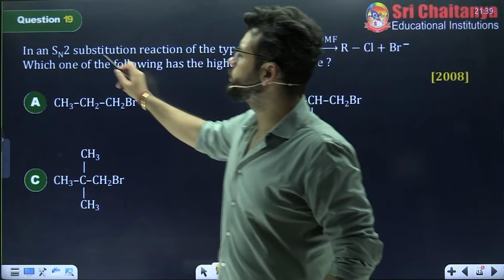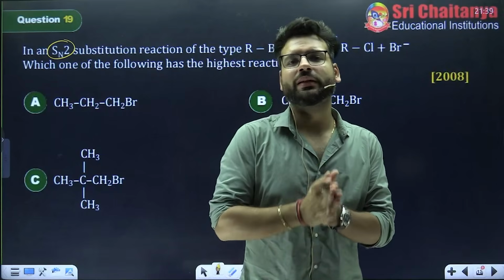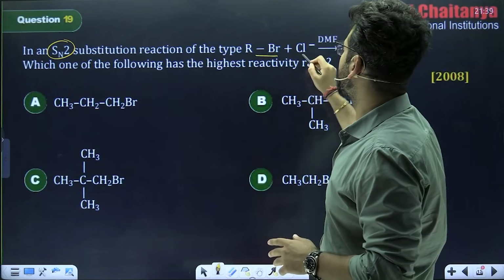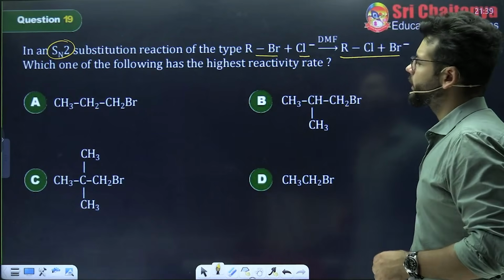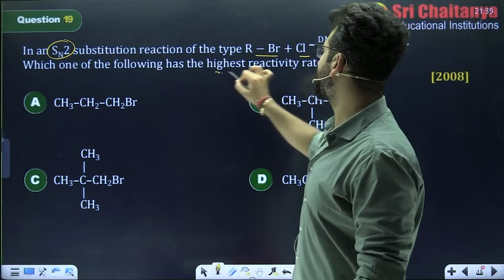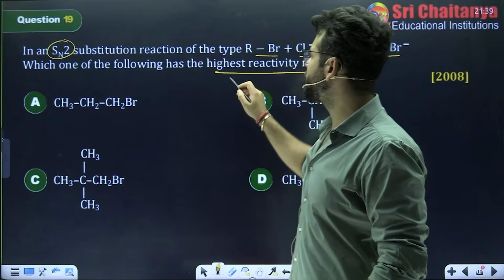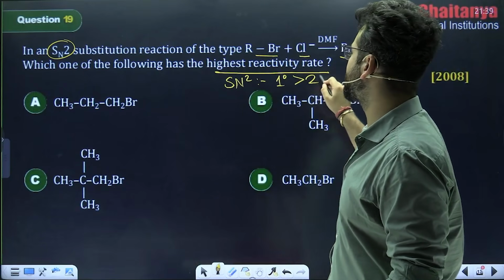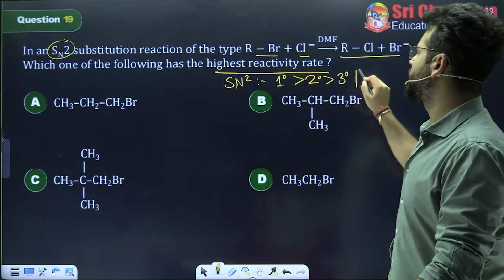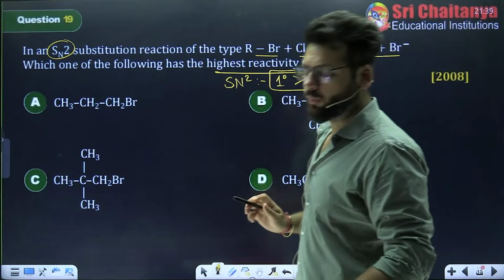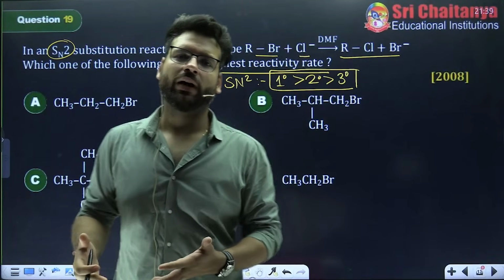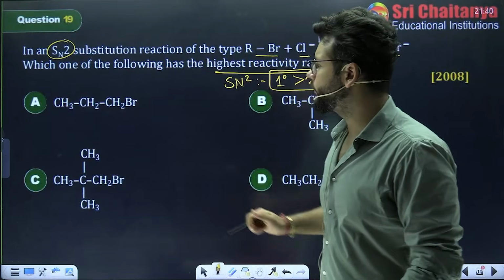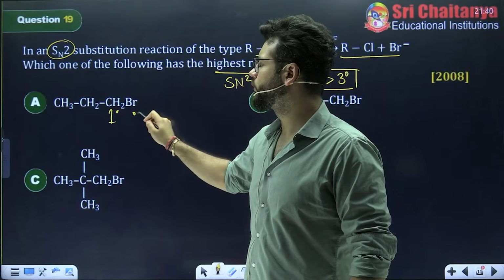In an SN2 substitution, bimolecular substitution means a single step reaction, backside attack. RBr and Cl minus giving you RCl plus Br minus. Which of the following has the highest reactivity rate? SN2 reactivity they are asking. We know SN2 reactivity is highest for primary alkyl halides, then secondary, worst are tertiary. Tertiary never react by SN2 because they have a lot of steric hindrance on the alpha carbon and are unreactive towards SN2 attack. So if I look at it, the first one is primary, which is very, very good for us.